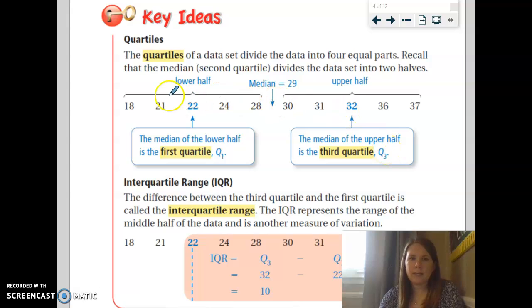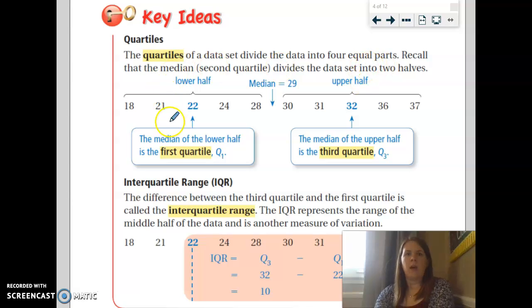Like before, you are going to set up your data from smallest to biggest. You are going to find your median. In this case, the median is 29. So from 29, if it was an odd number, there'd be the same amount of numbers above that median and the same amount of numbers below that median. You're basically going to break it up into 2 halves: a lower half and an upper half.